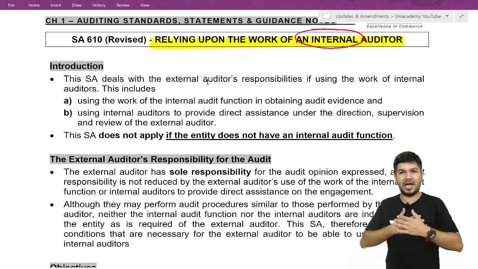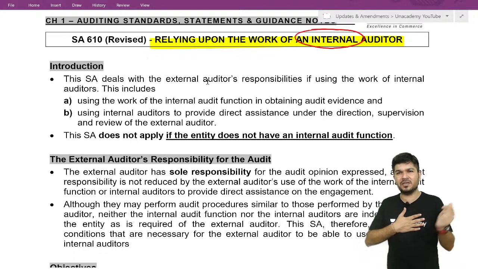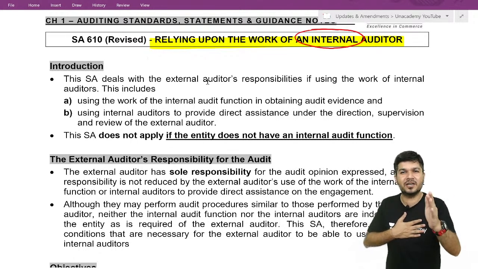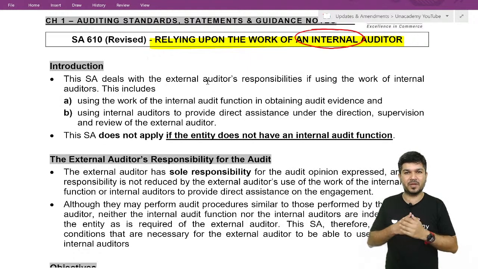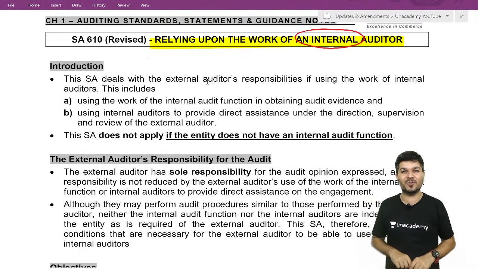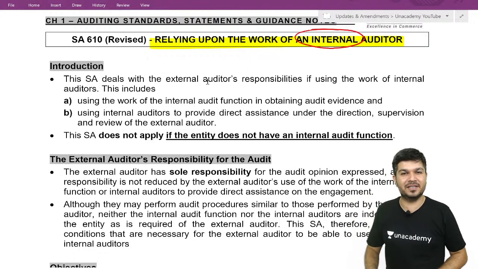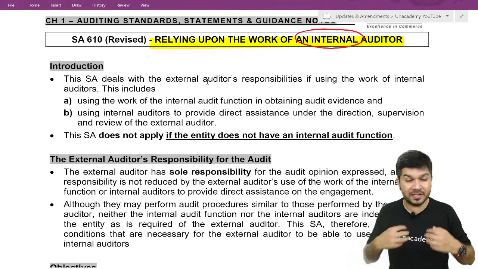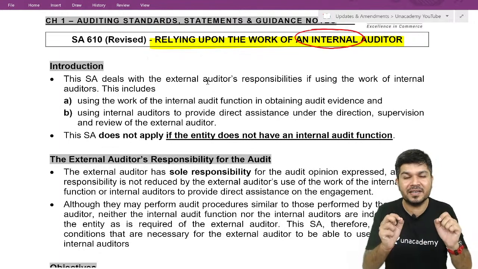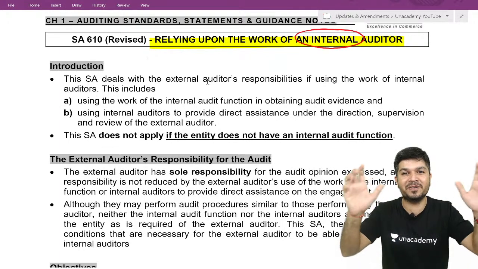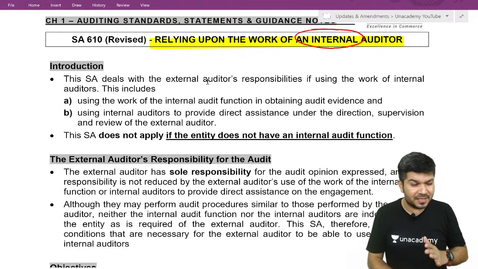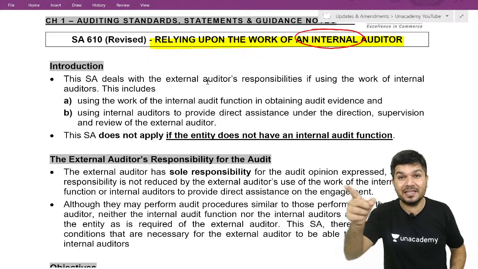Now tell me, I have to check control to decide my other audit procedure. Who has already checked controls in detail? Sir, the internal auditor. He has already checked controls in detail. So rather than me checking again, can I rely on the work performed by internal auditor?